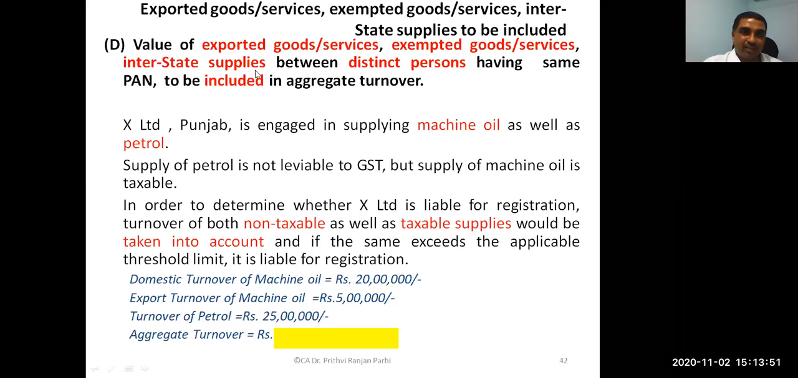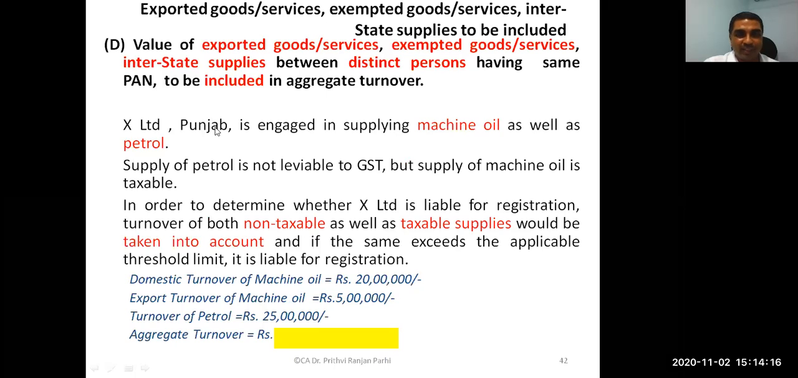You see, this aggregate turnover also includes the value of exported goods and services, exempted goods and services, and interstate supplies between distinct persons. What is this? Who are distinct persons? We already know, is it not? Between distinct persons having the same PAN. All these things are to be included to arrive at the aggregate turnover. Right. Now let us see this example.